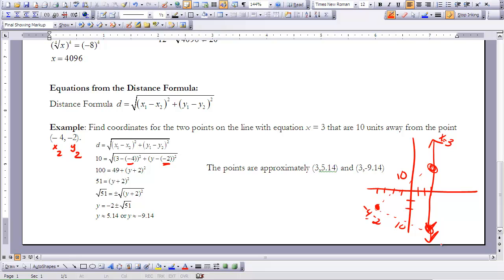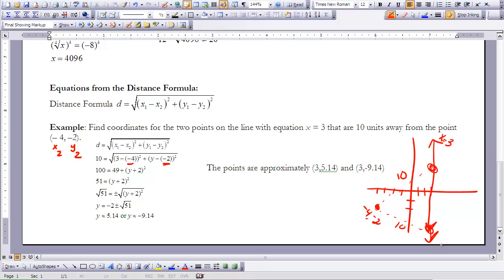Now when I go about doing this, 3 minus negative 4 is 7. If I square that, I get 49, and then I end up with y plus 2 squared. I don't want to deal with this radical, so I squared both sides all at the same time. 49 has to move over here, so that gives me 51 equaling y plus 2 squared. I don't want this squared here because I need to get y by itself, so now I'm going to unsquare it by taking the square root. That would be plus or minus the square root of 51 equals the square root of y plus 2 squared.